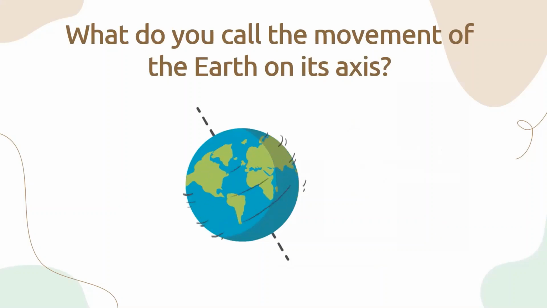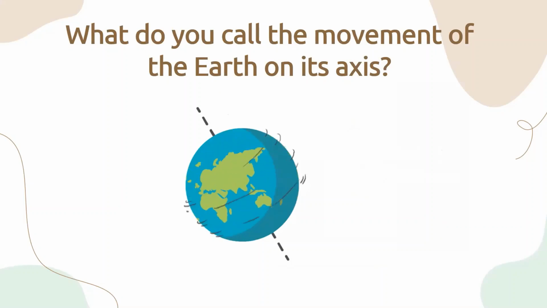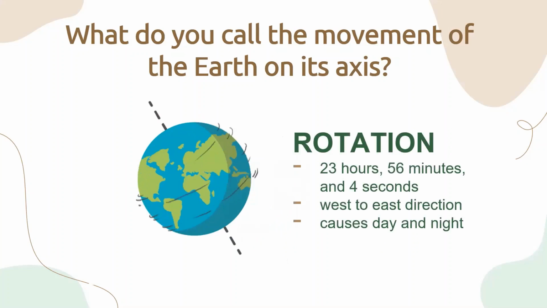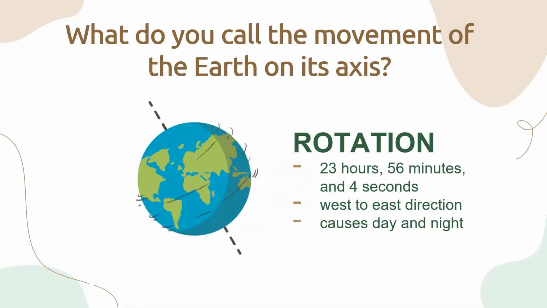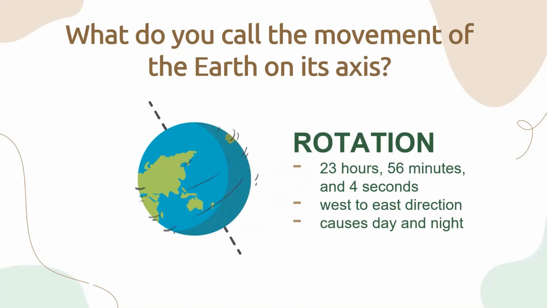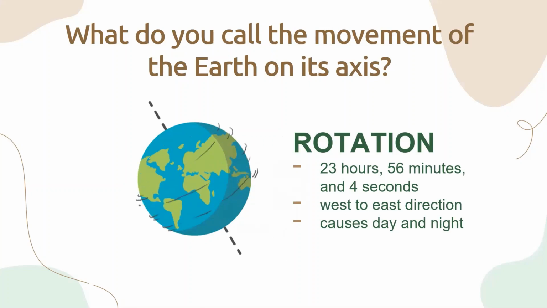What do you call the movement of the Earth on its axis? Yes, it is called rotation. Our former science teacher said that one full rotation takes almost 24 hours. To be exact, that is 23 hours, 56 minutes, and 4 seconds. What happens to that nearly 4 minutes?